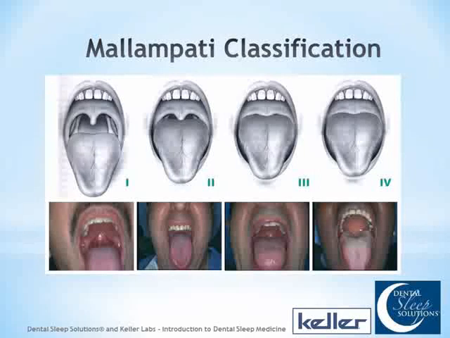How much of the back of their throat can you see? I can see all of it. It's class 1. I can see none of it. It's class 4. And then 2 and 3 can kind of be in between there. And that's just something that we want to document and look at.